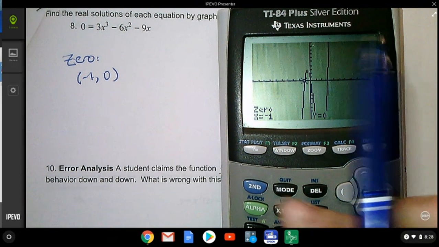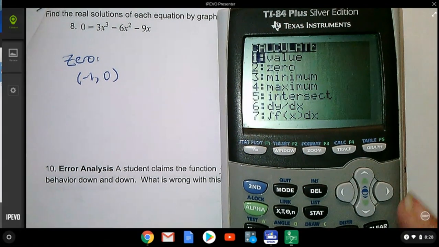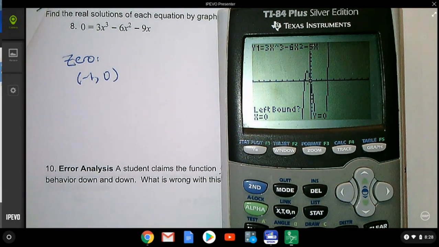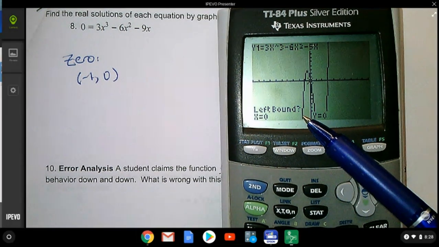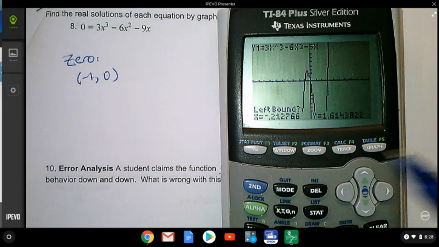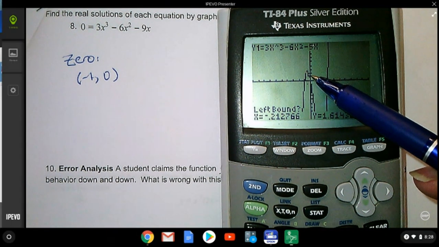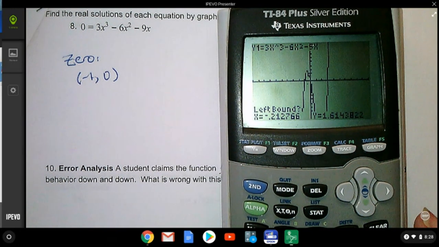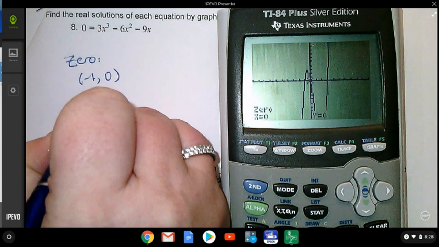So I do the same thing. Second, trace, number 2. Use the right and left arrows to get close to it. And then since it says left bound, I'm going to press which arrow? Left. So on this one, left is above the x-axis. So sometimes left is above, sometimes left is below. You don't know until you get there, and then press left. Then hit enter. Then press right until you cross the x-axis. Enter 2 times. And I got 0, 0. Did you guys get 0, 0?